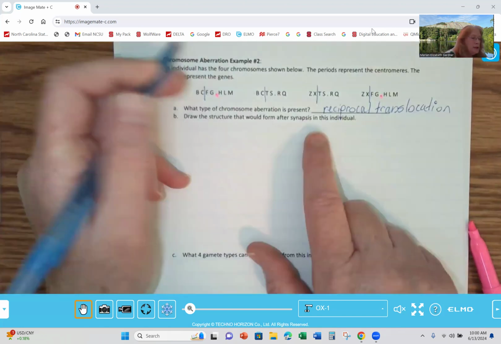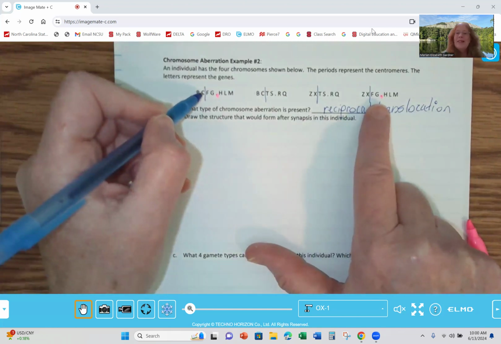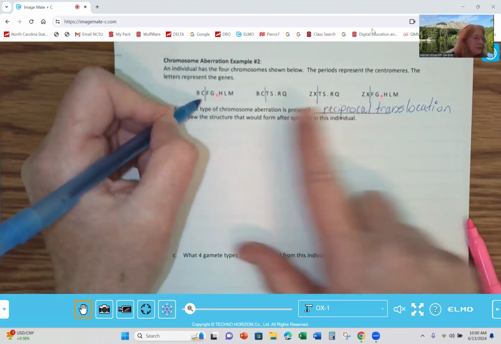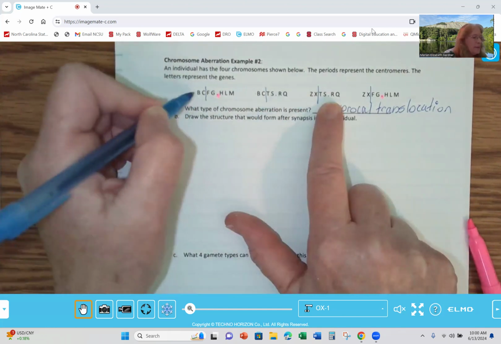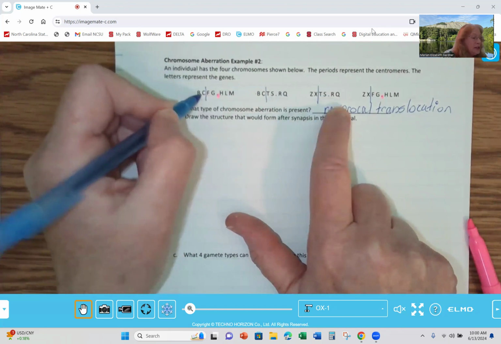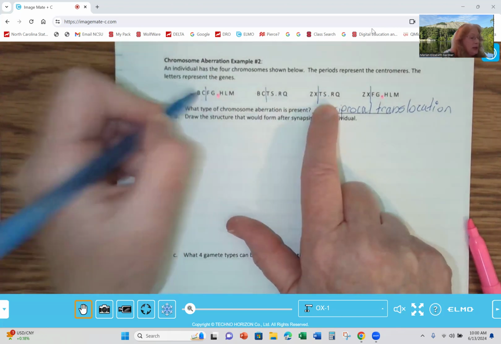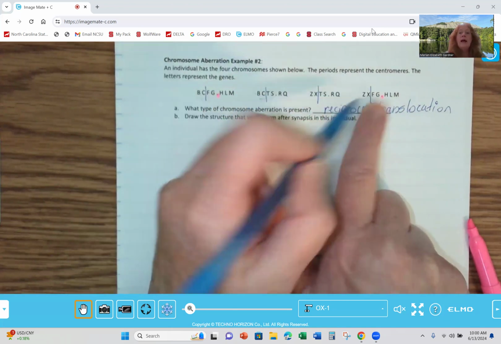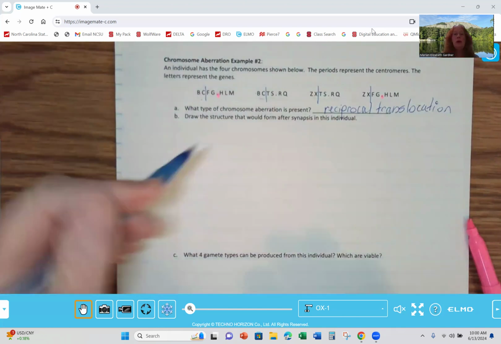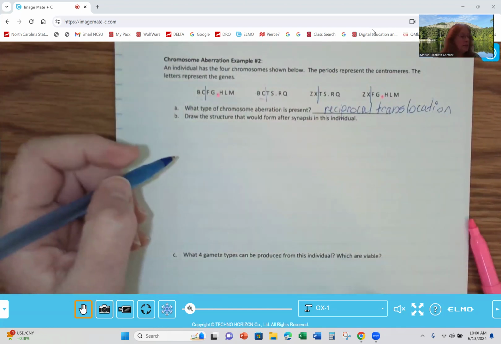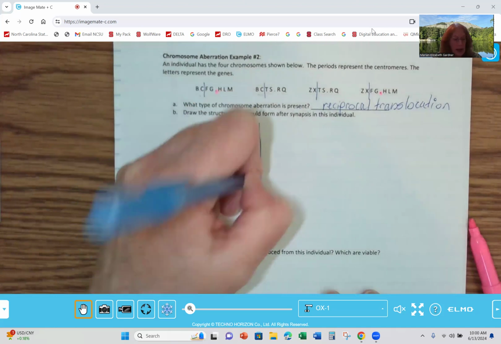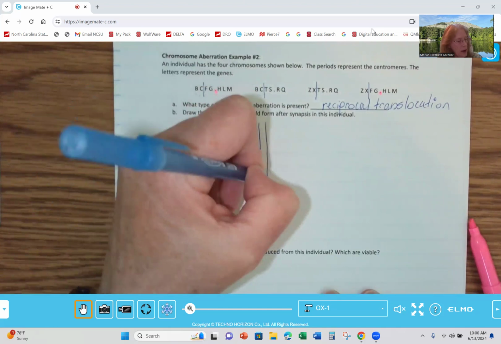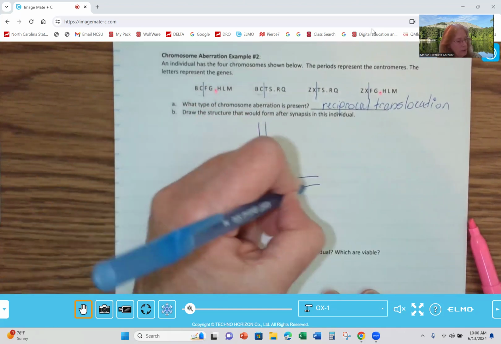So let's just assume that the ones with the pink centromeres are the normal ones. We'll assume this one and this one are normal, and that gives us one copy of every gene. Then that means these two would be normal and these two, the BC, switch places with the XC. And that's our reciprocal movement between the non-homologous chromosomes. Reciprocal translocations synapse as a cross structure, so we can draw that general cross structure out.